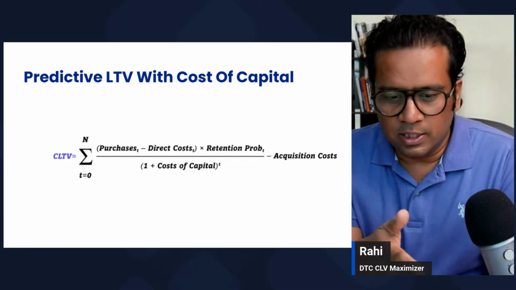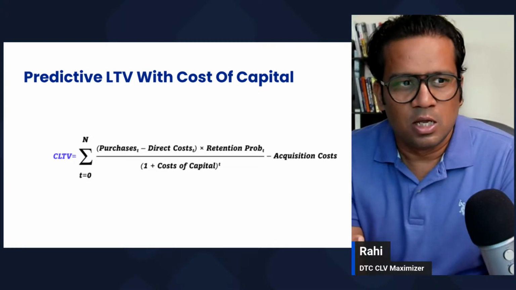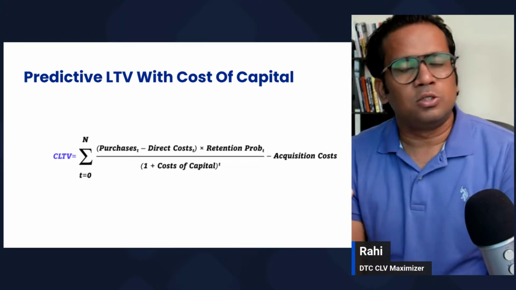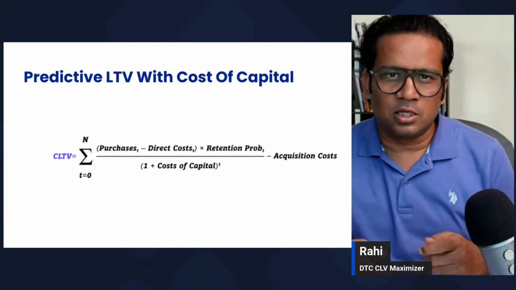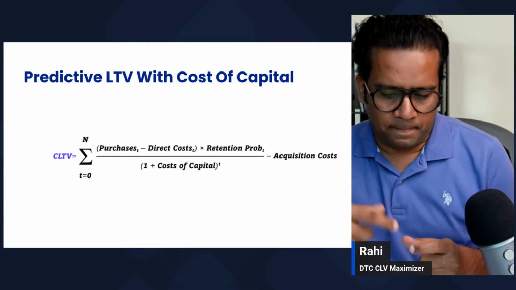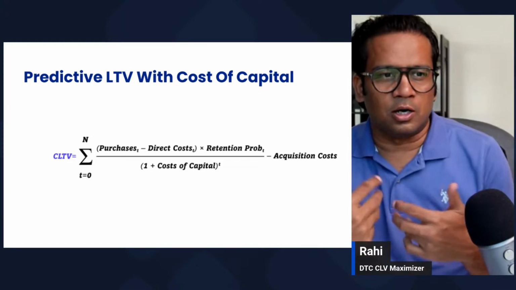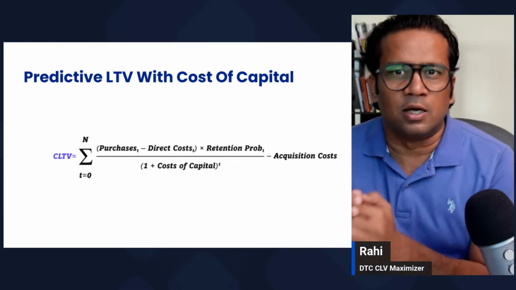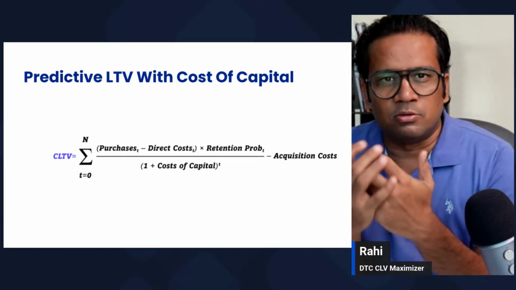Also, with retention probability, the discounts need to be taken care of. Some models have a discount, because it's not just that you are getting a retention; you might have a probability of retention, but you might also need to give a repeat buyer discount, a repeat purchase discount, or a subscription or loyalty discount.